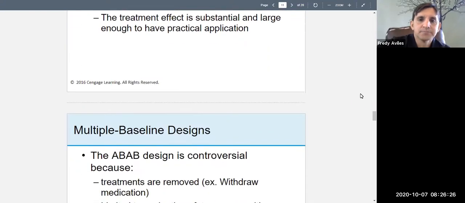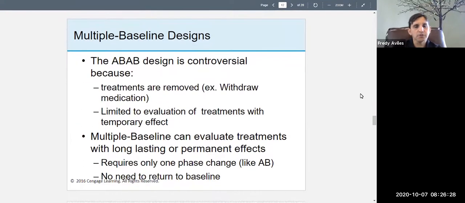Let's keep going. Now, there are also multiple baseline designs. So we're gonna make things a little bit more complicated now. And it can get very complicated, by the way. And I don't get into the very complicated stuff, just so you can know enough about this. But yes, this can get complicated, okay? There's multiple baseline designs, okay?